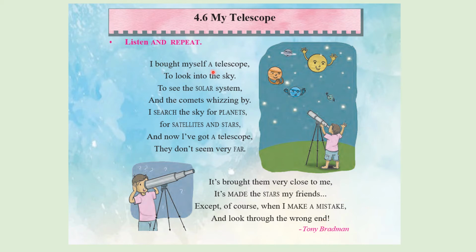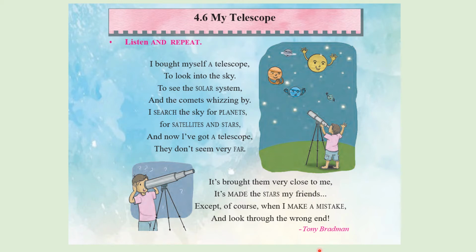I bought myself a telescope to look into the sky, to see the solar system and the comets whizzing by. I searched the sky for planets, for satellites and stars, and now I've got a telescope, they don't seem very far. It's brought them very close to me. It's made the stars my friends, except, of course, when I make a mistake and look through the wrong end.